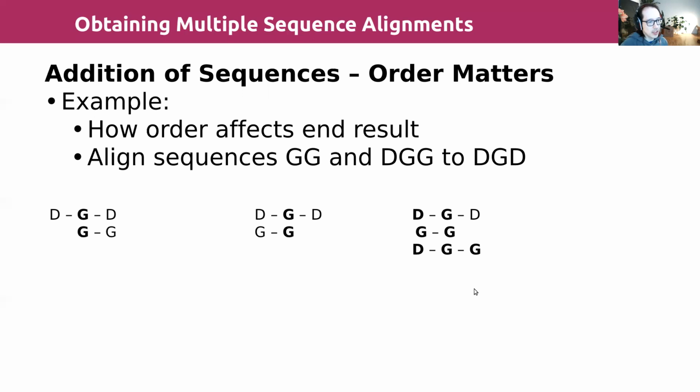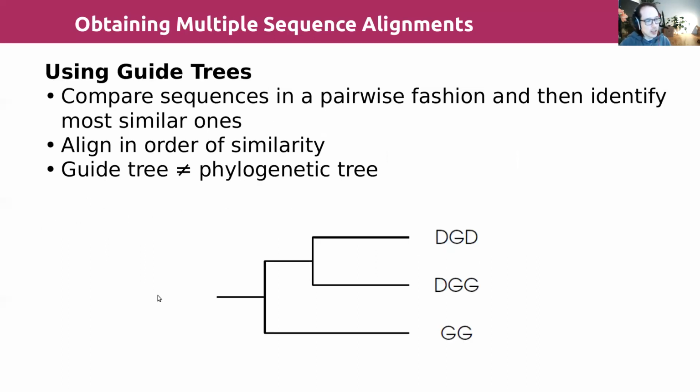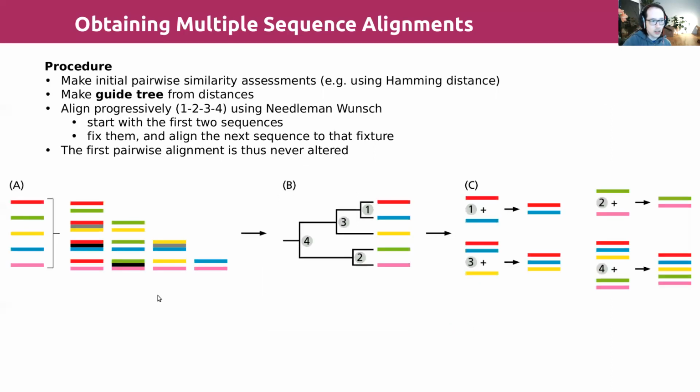And so we get a suboptimal alignment as a result of choosing this order instead of this one here. So how do we deal with this problem? The answer is to use guide trees, and the idea is to compare the sequences in a pairwise fashion to identify the most similar sequences, and then we align them in the order of similarity.